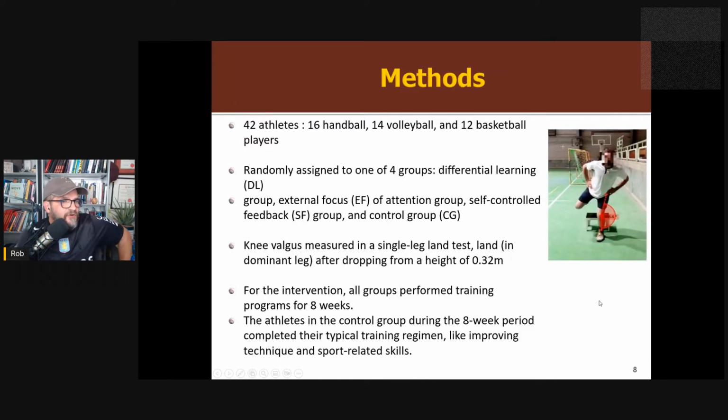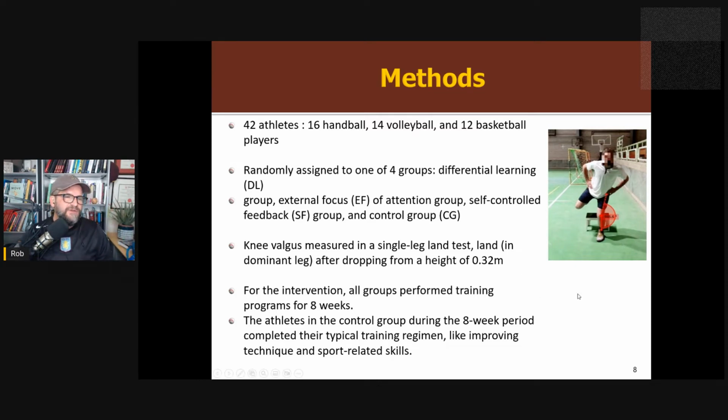What they did was take 42 athletes from a variety of different sports. They randomly assigned them to one of the 3 training groups or a control group that just did their regular sports practice, right? Before and after training, they did a single leg landing test, right? So they jumped off a box of a height of 0.3 meters, landed on one leg, right? And they measured the forces and the angles and the moments of force, right? Again, this is not a sports skill training study. It's an S&C study, right?